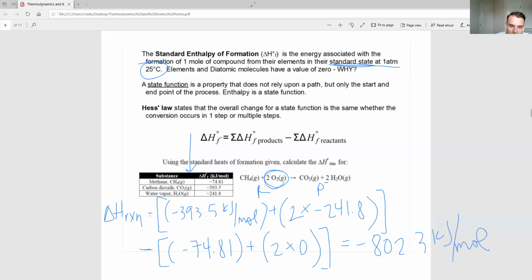and the answer will be negative 802.3 kilojoules per mole. So this shouldn't be an F there, that should be an RXN, so that we can find the enthalpy of the whole reaction by doing the sum of the delta H of the products minus the sum of the delta H of the reactants.